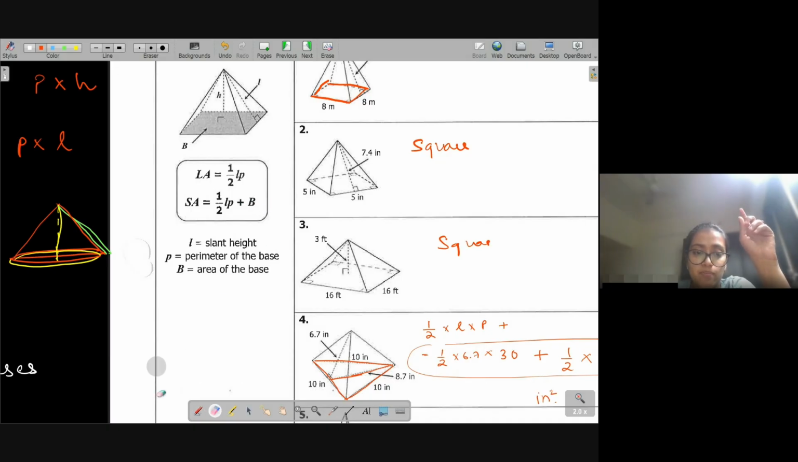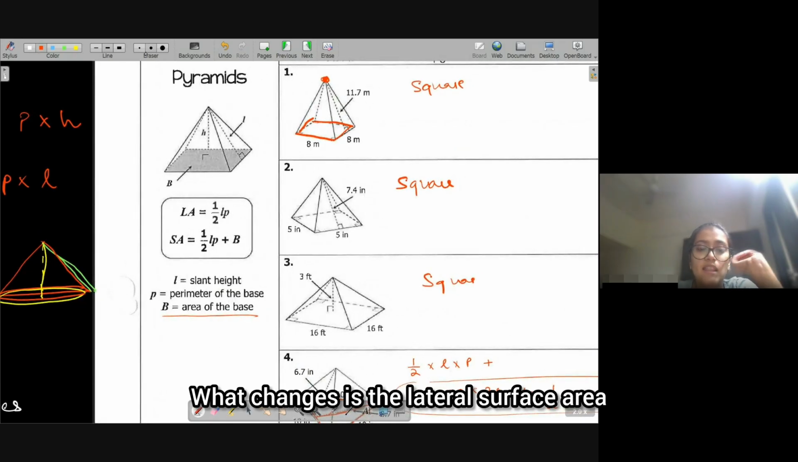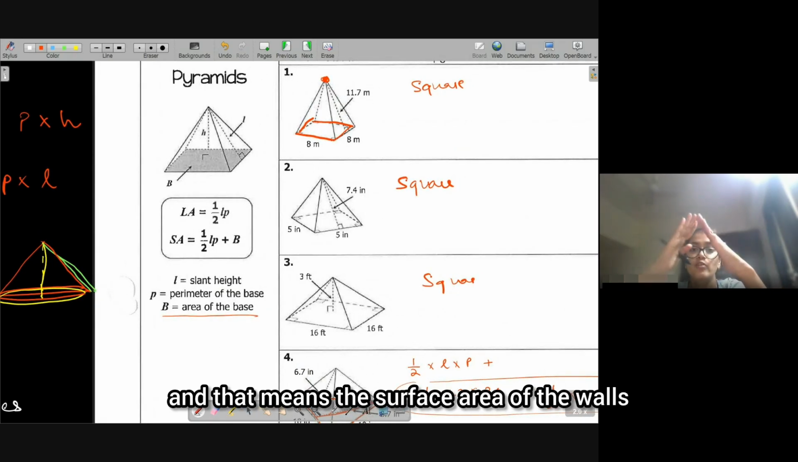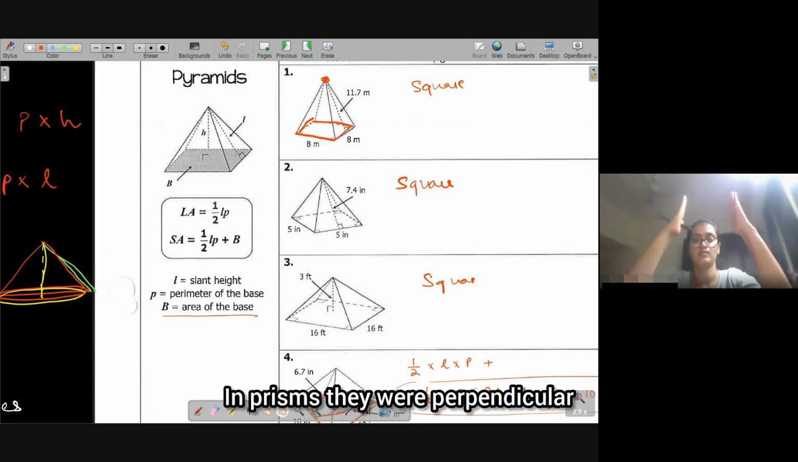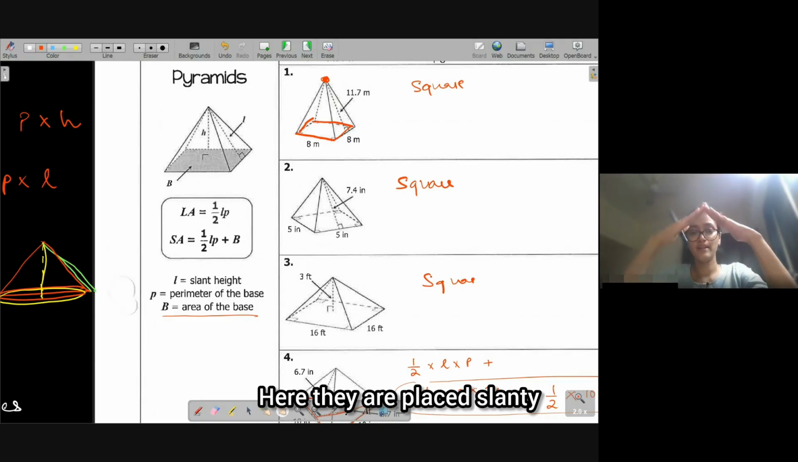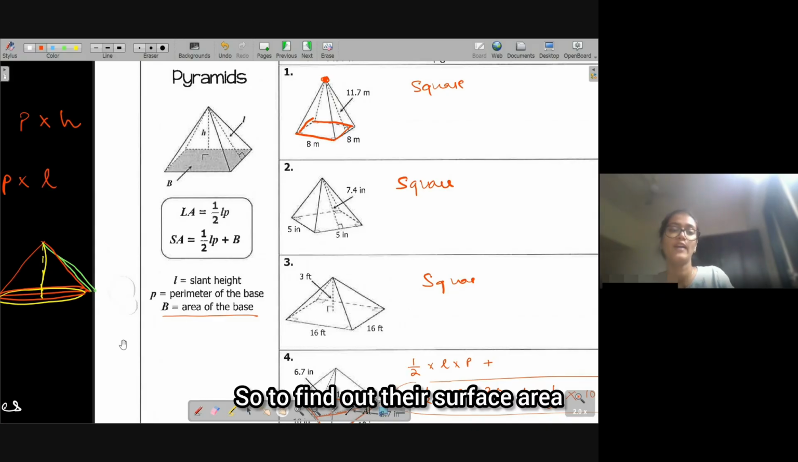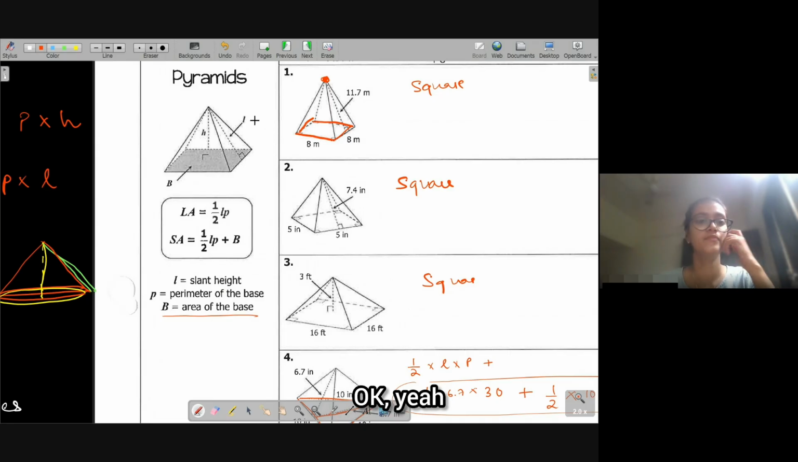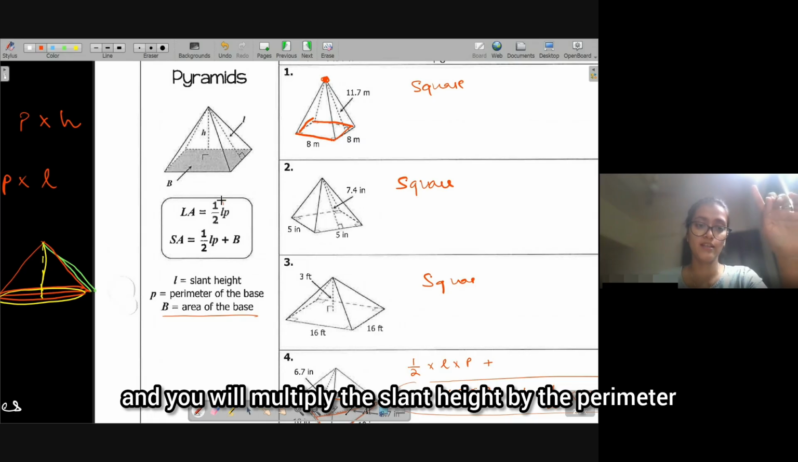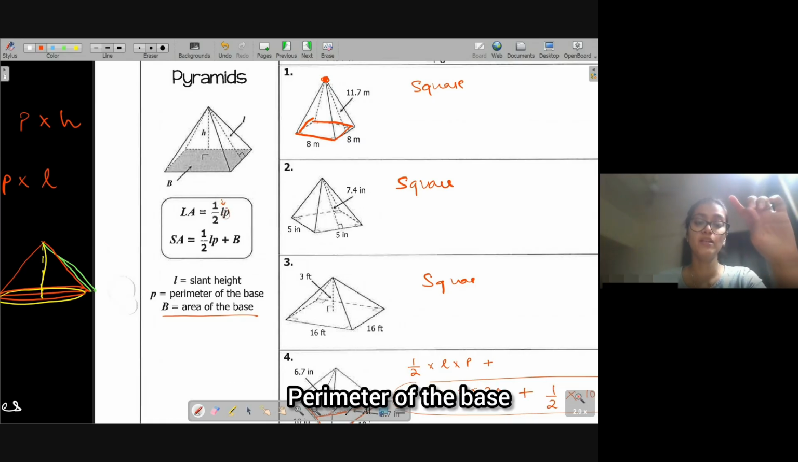So B is the area of the base. That's not changing. What changes is the lateral surface area, that means the surface area of the walls, because this time they are placed slantly, right? In prisms, they were perpendicular. Here they are placed slantly. So to find out their surface area, you will always need the slant height, and you will multiply the slant height by the perimeter of the base, and then times 1/2.